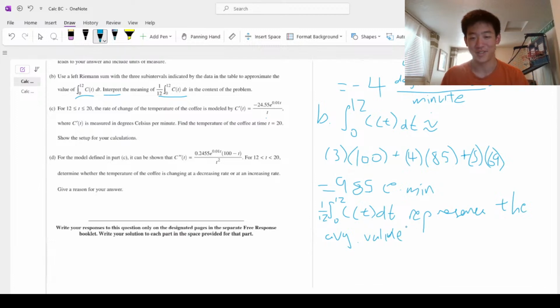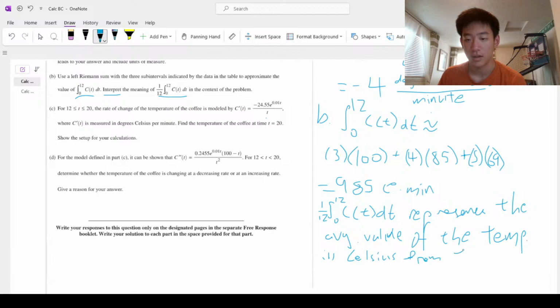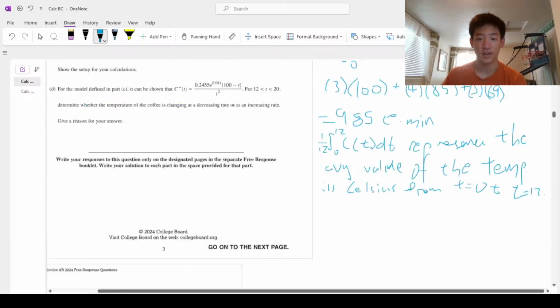This is very weird. Okay, represents the average value of the temperature in Celsius from t equals 0 to t equals 12. Okay, so that is part B.